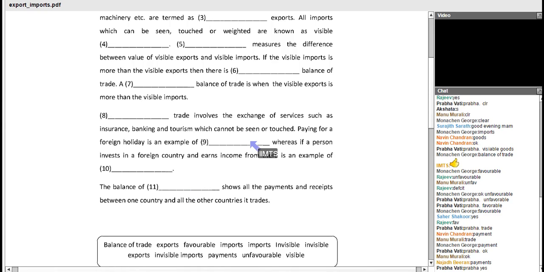Invisible items like if a person from a foreign country invests in our country, then we are going to give interest to them. So the interest which will be paid to them, that will be an invisible item, and the interest which we are going to earn from our investment in foreign countries, that will also be invisible. So balance of payment includes both of them.